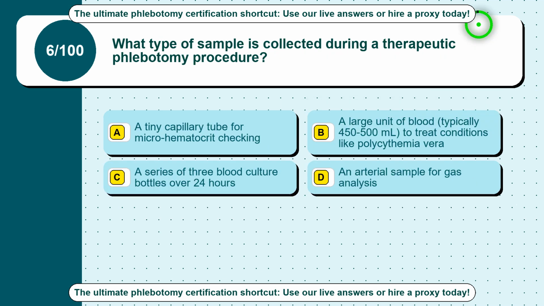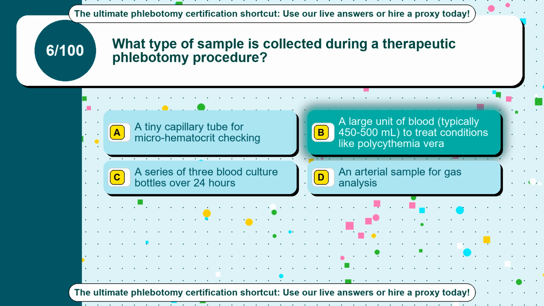Question 6. What type of sample is collected during a therapeutic phlebotomy procedure? Option A. A tiny capillary tube for microhematocrit checking. Option B. A large unit of blood, typically 450 to 500 ml, to treat conditions like polycythemia vera. Option C. A series of 3 blood culture bottles over 24 hours. Option D. An arterial sample for gas analysis. The correct answer is option B.